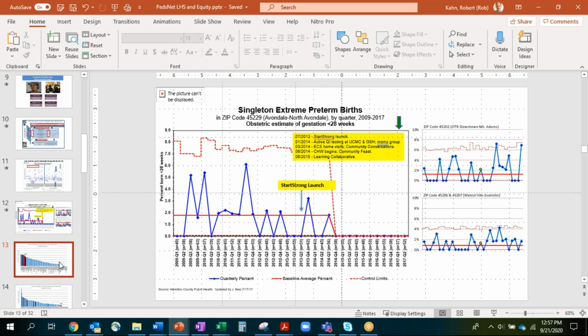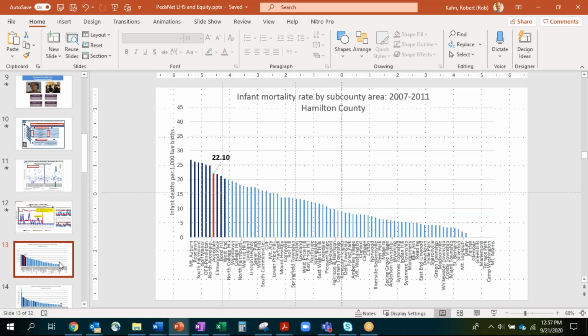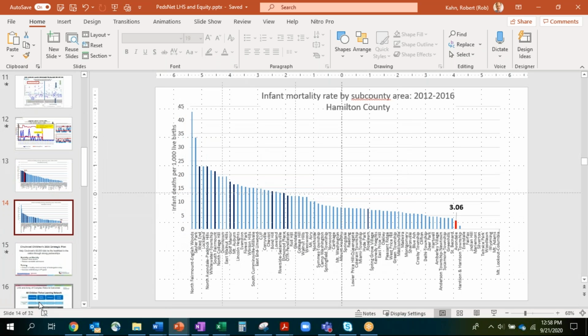Just as again, my mentor told me never declare victory in infant mortality, because many places have tried. I'll just share this, at least during that time period. This was Avondale's infant mortality rate in the prior period, and this was Avondale's infant mortality rate over the course of the successful piece of the grant.